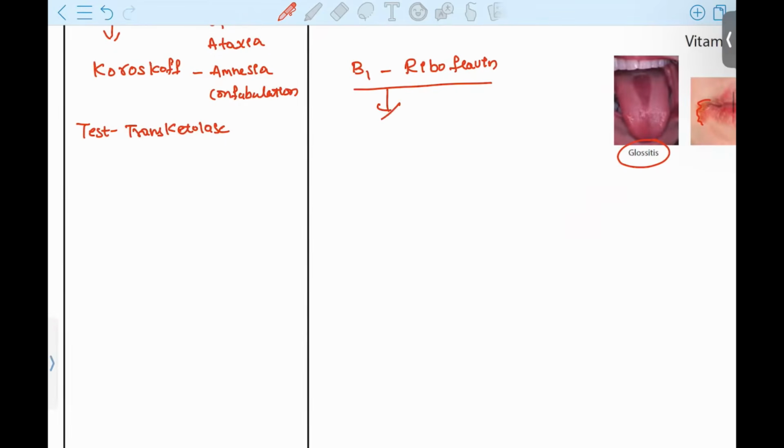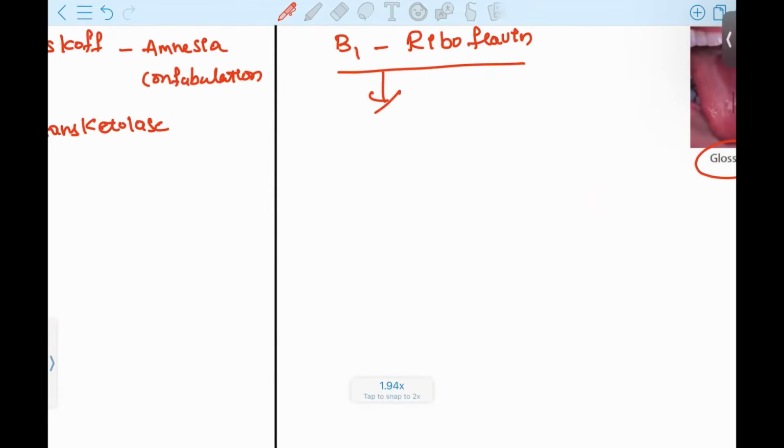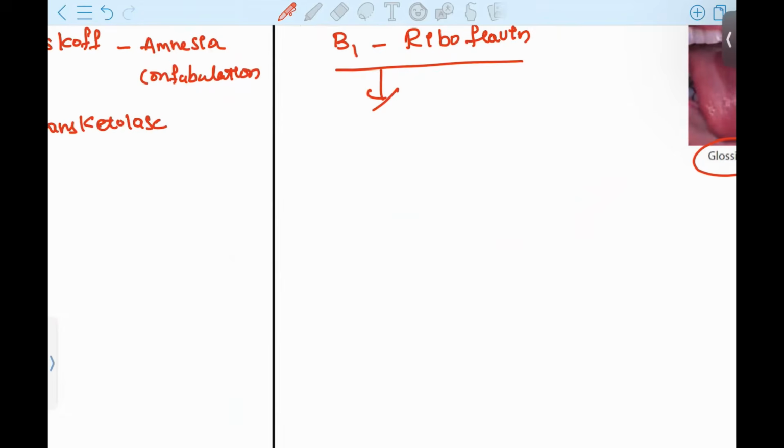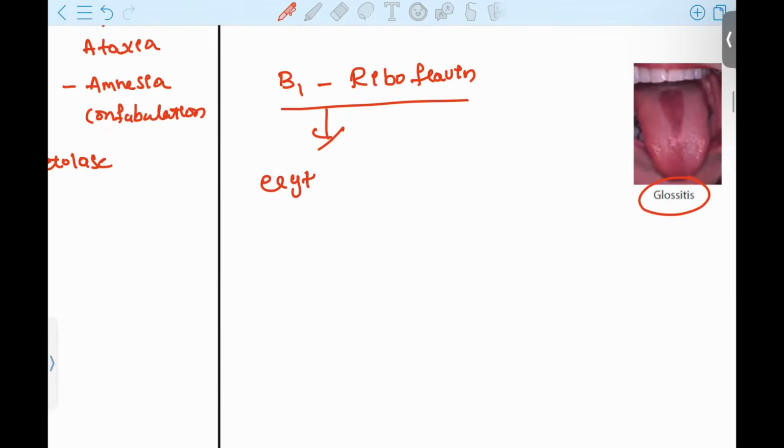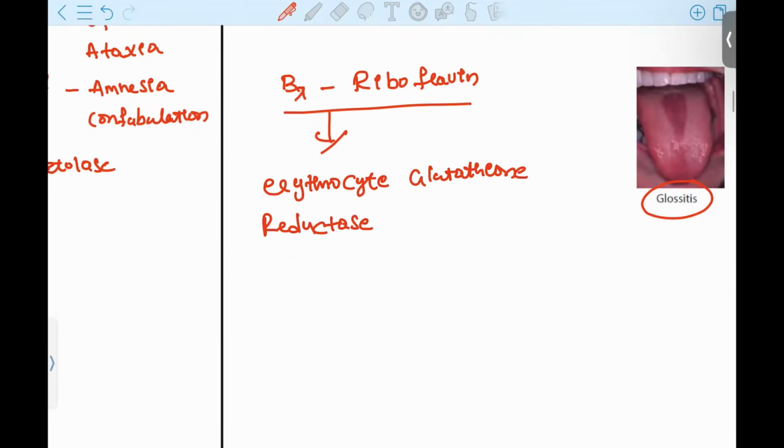And there is a specific test that can be asked in your questions. Like, what is the test that will be done for riboflavin? The test name is the erythrocyte glutathione reductase test. Okay, and for the transketolase for your B1, and the erythrocyte glutathione reductase for your B2. Sorry, that is for your riboflavin deficiency.